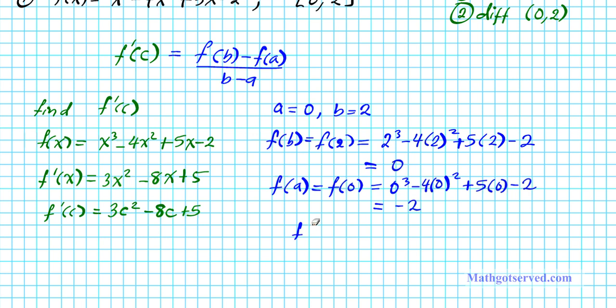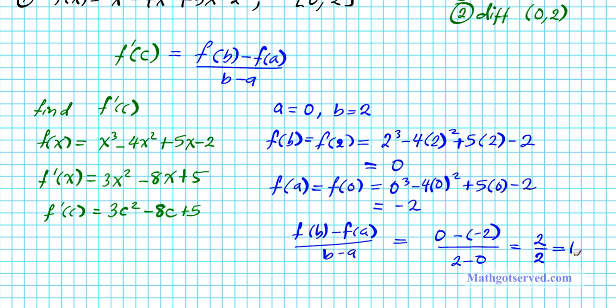F of b minus f of a over b minus a is the same thing as 0 minus negative 2 over b, which is 2 minus 0. All right, so we're going to end up with 2 over 2, which is equal to 1.